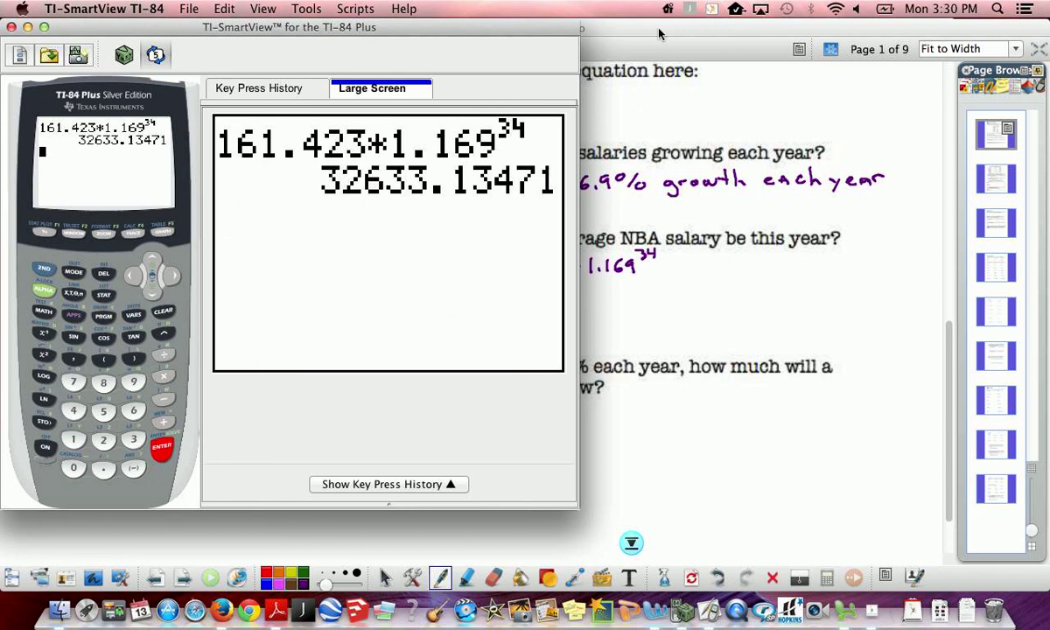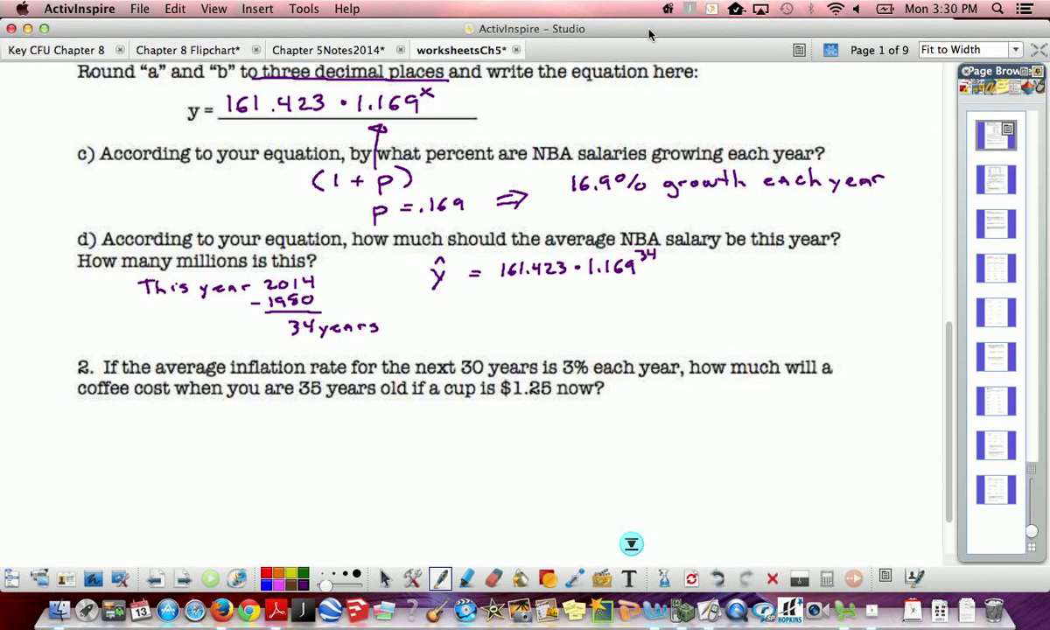So I get 32,633.13. So let me just note that. I'll actually write it out to 3 decimal places. So y hat equals 32,633.134. So it asks you how many millions this is. There should be a decimal right here, 32,633.134. So the question is how many millions? This is in the thousands. So this would be 32 million. So it's about $32.6 million.